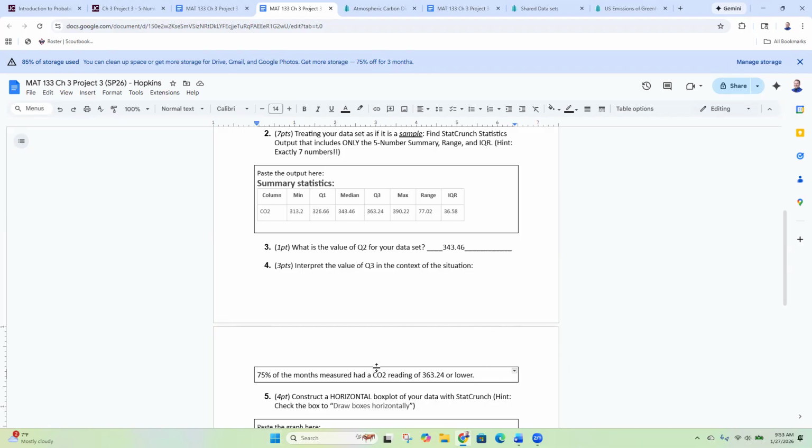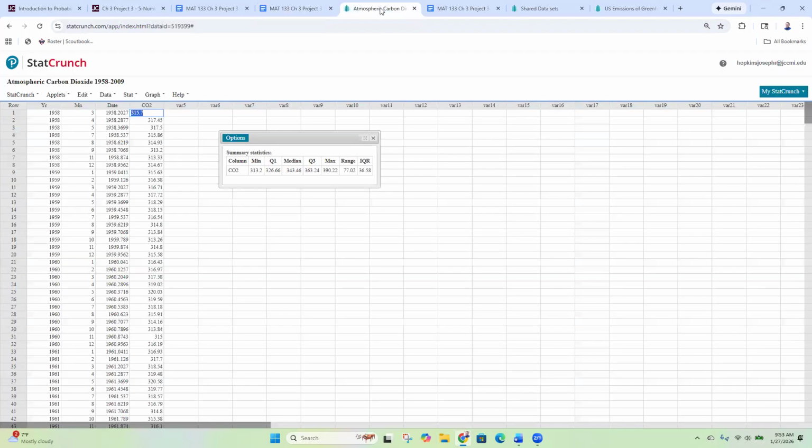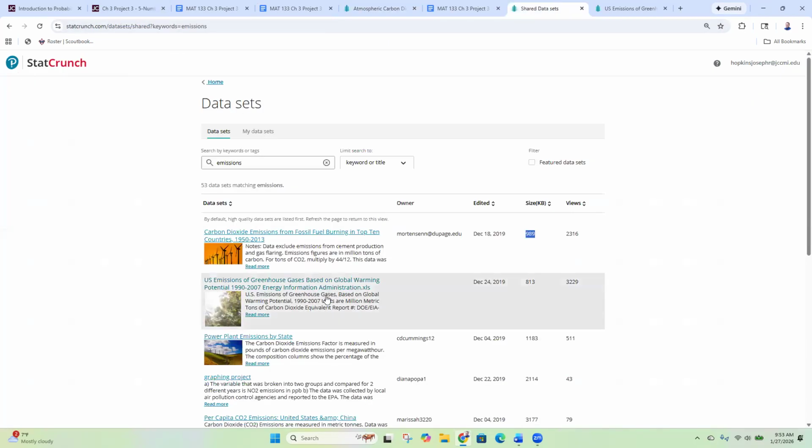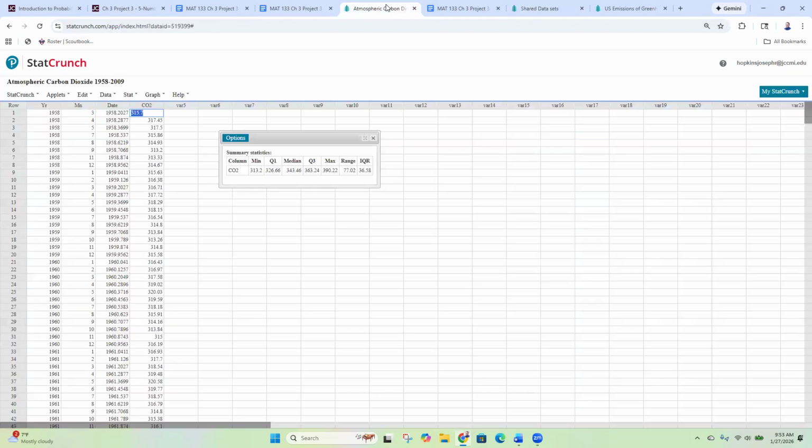So for me, I don't have what my units are here. So I'm just going to leave the units off. Oh, wait, maybe I have it here. Emissions figures are in million tons of carbon. Okay.